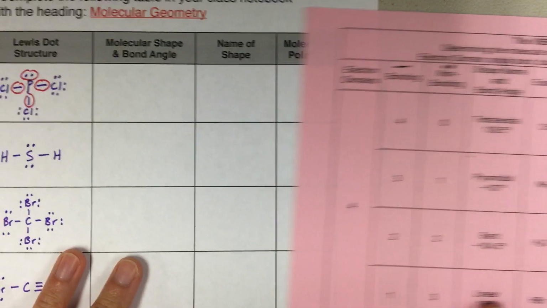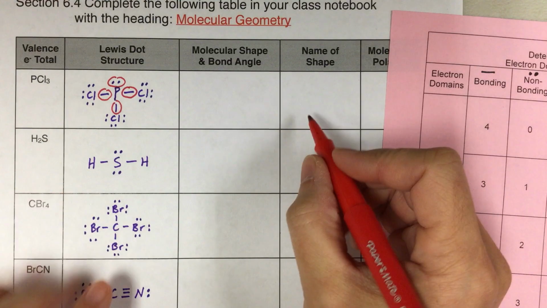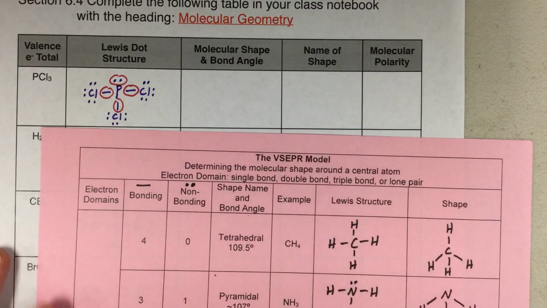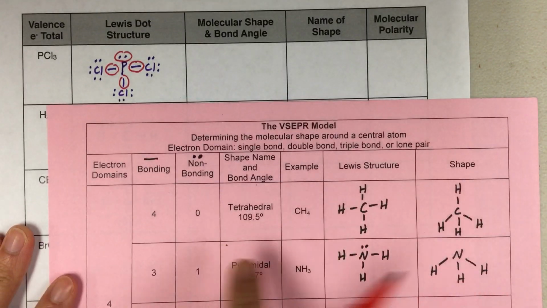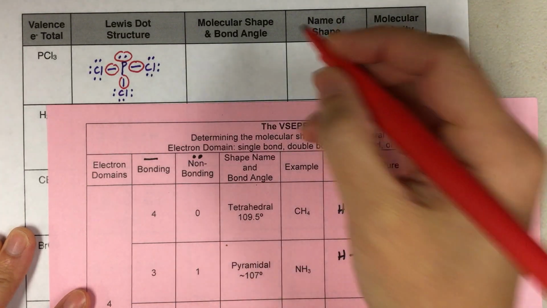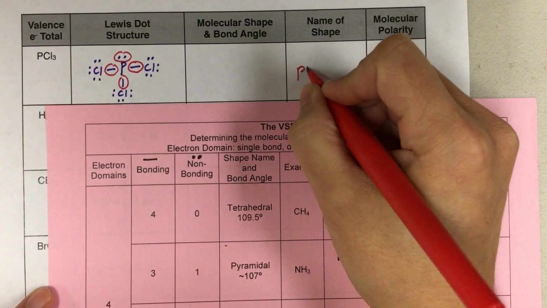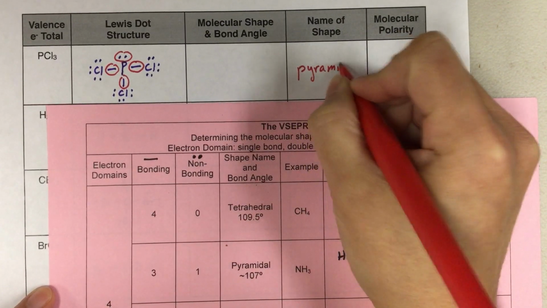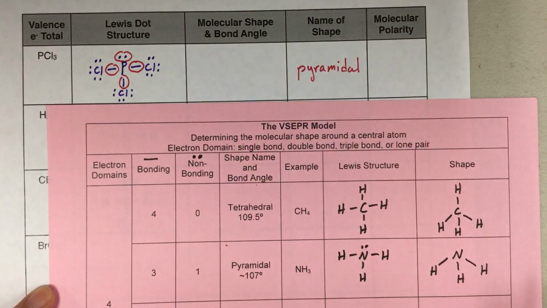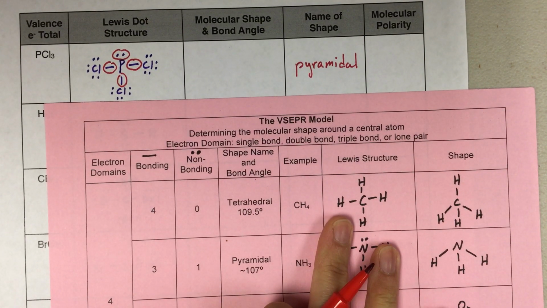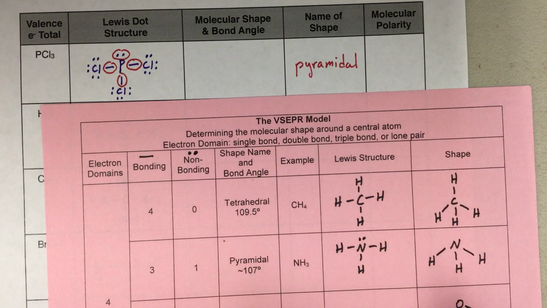So actually here we put the name of the shape. The name of the shape is pyramidal, which we got here. For the name of the shape, I'll just use red. Okay, that's pyramidal.